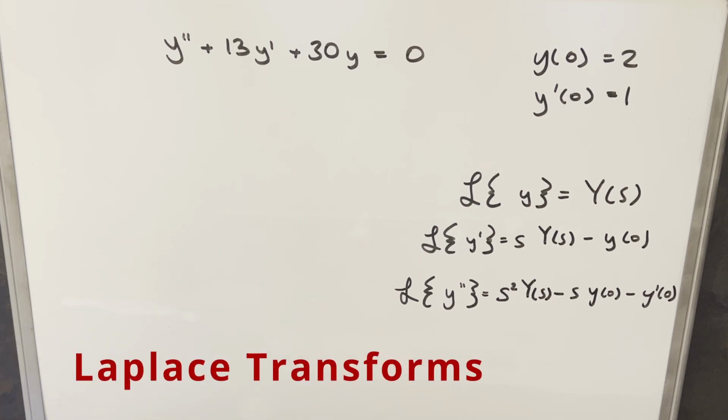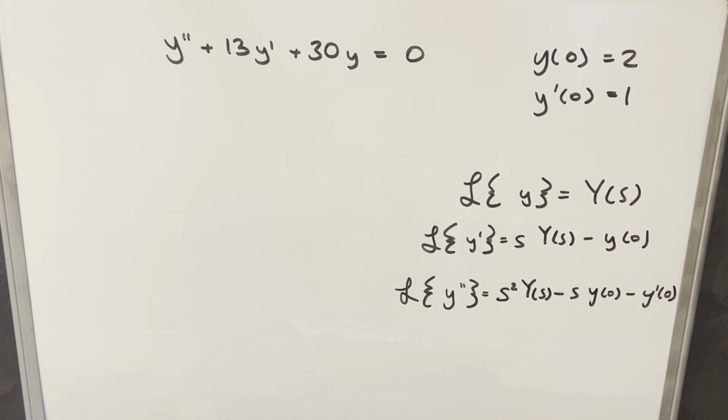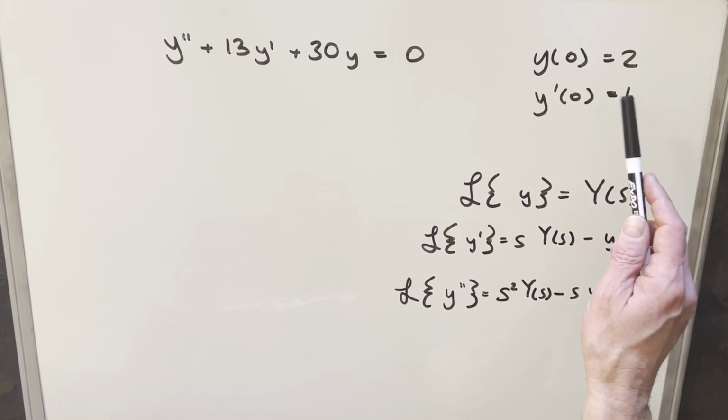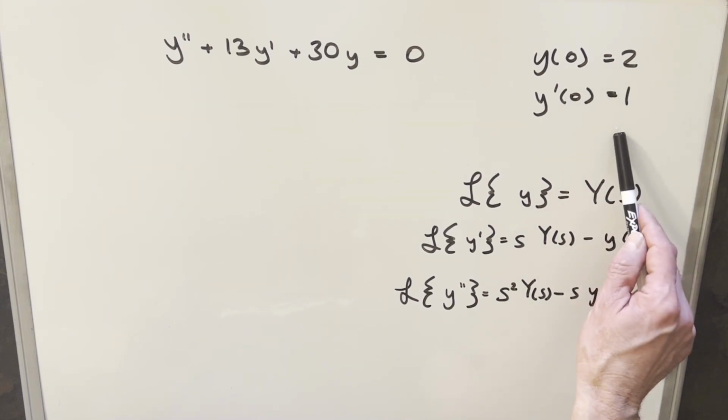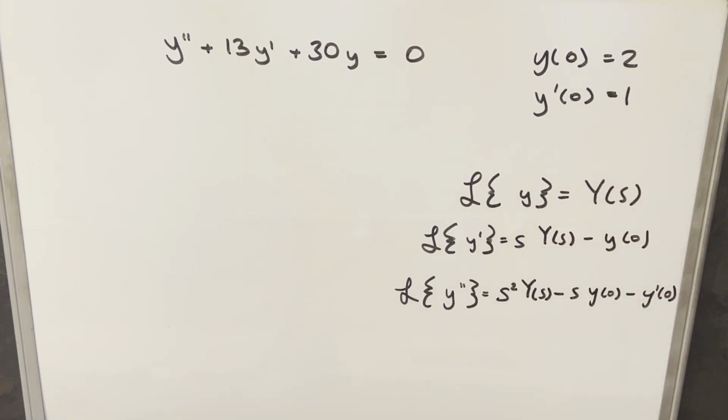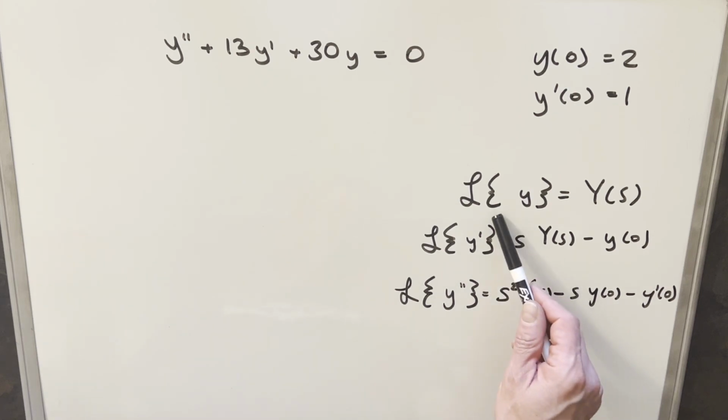Okay, continuing on today with our Laplace transform playlist. We have here a second order differential equation. We have y double prime plus 13y prime plus 30y equals 0. And we're given these initial conditions, y at 0 equals 2, y prime at 0 equals 1. And I've also written down these formulas we derived in previous videos for derivatives and just for the Laplace transform of y.